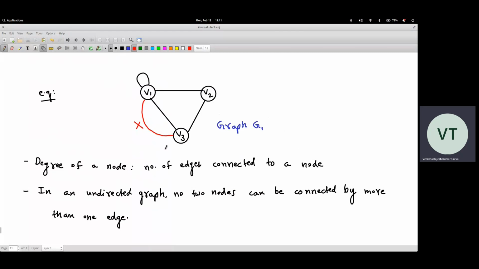If it is a directed graph, it is possible because you can have one edge from V1 to V3 and another edge from V3 to V1. That's all. Again, no more than that. In an undirected graph, you cannot have two nodes being connected by more than one edge.